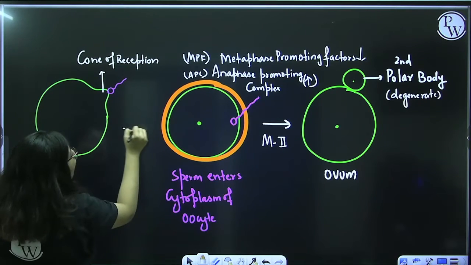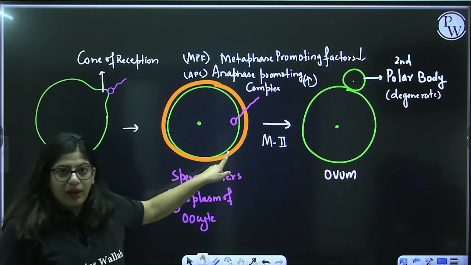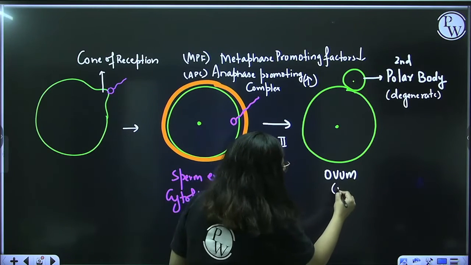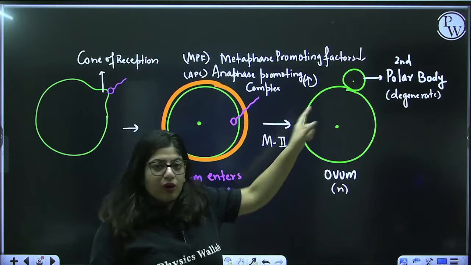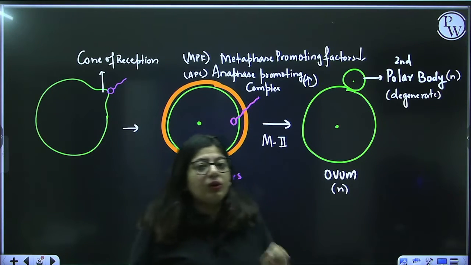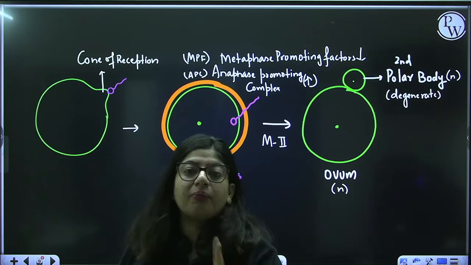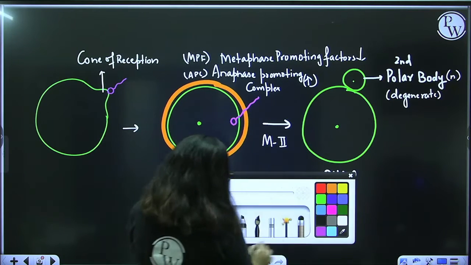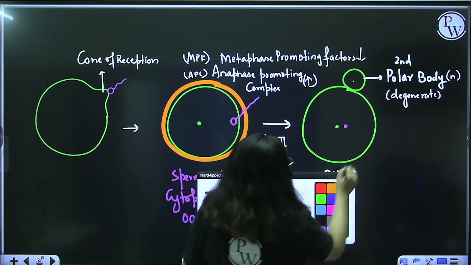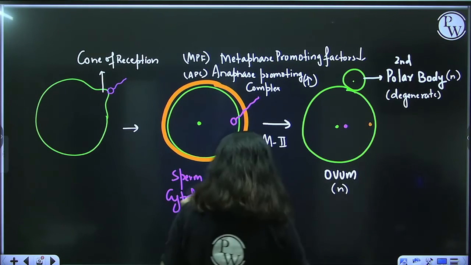And once it enters from the cone of reception into the cytoplasm, meiosis 2 will be completed, and now the ovum has become haploid, because the polar body is also haploid. Now the sperm will only give two things to the ovum. One is its nucleus, and second is its proximal centriole.